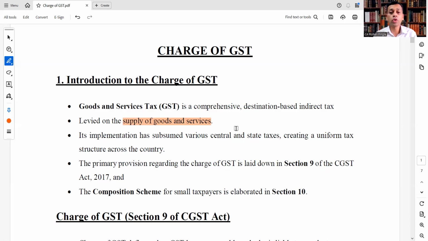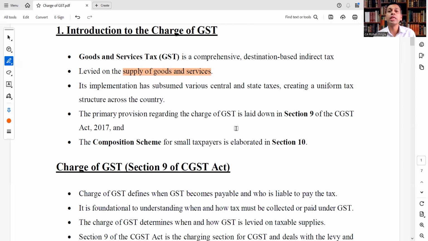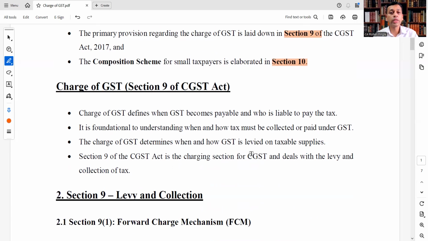The primary provision regarding the charge of GST is laid down in Section 9 of the CGST Act 2017, and the composition scheme for small taxpayers is elaborated in Section 10. That is why I told you before the start of the topic that we are covering Section 9 and Section 10 under the charge of GST. Okay, let's start.